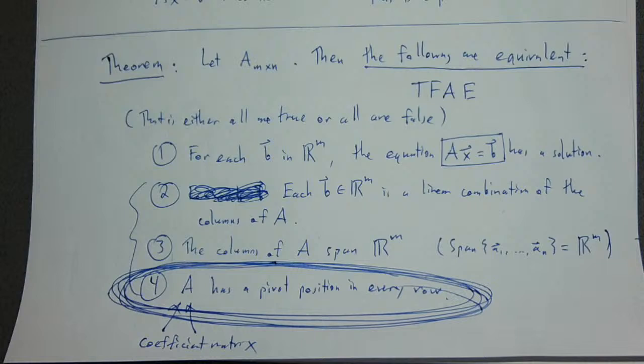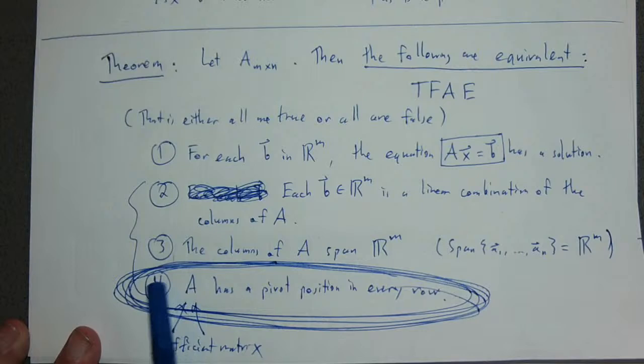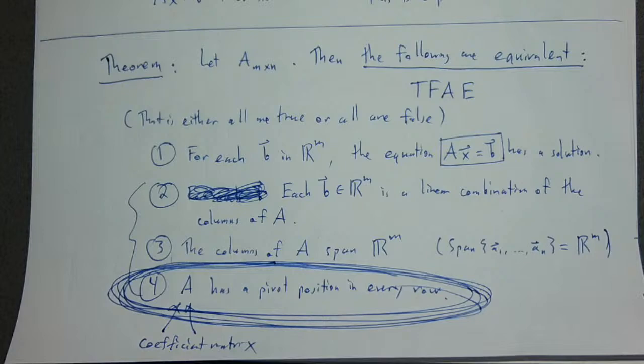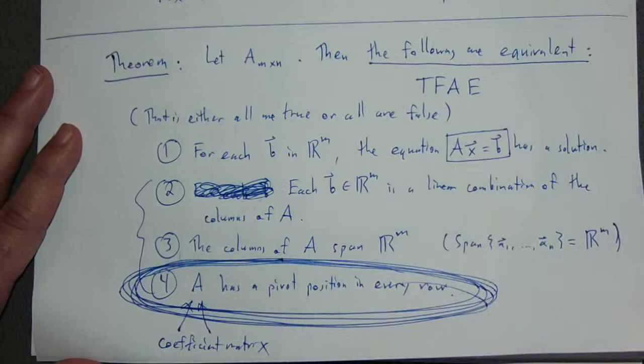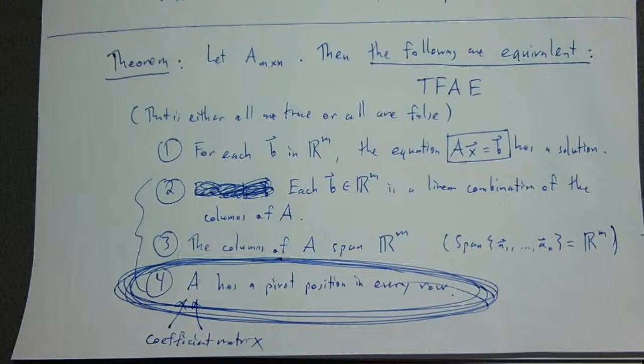It's inconsistent. Okay, this is the exact opposite. So the reason why this makes sense is because what we're talking about is not an augmented matrix now. It is A, the coefficient matrix for this system. Okay, so we're looking for this thing to have a pivot position in every row. So if A has a pivot position in every row, then AX equals B always has a solution, whatever B is. So that's a pretty amazing fact here.